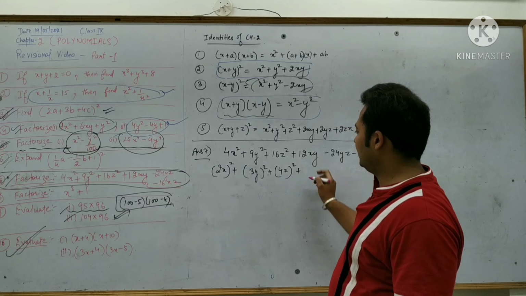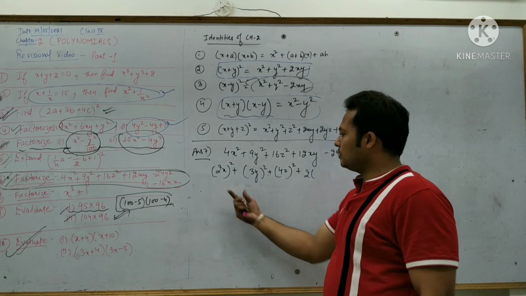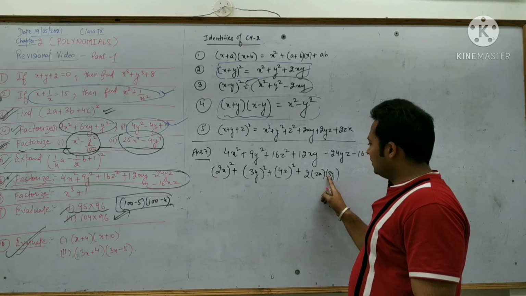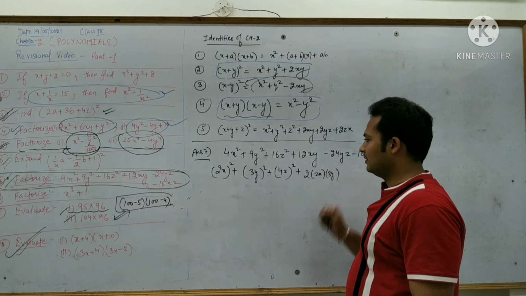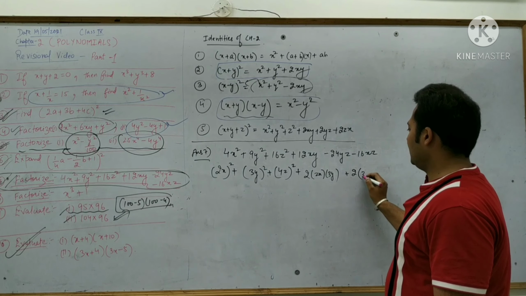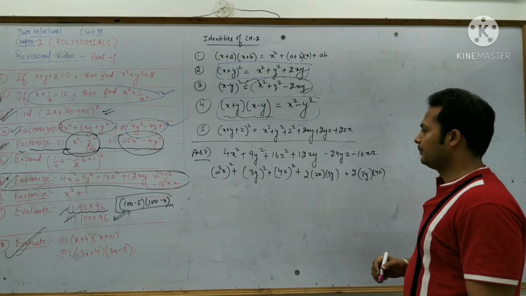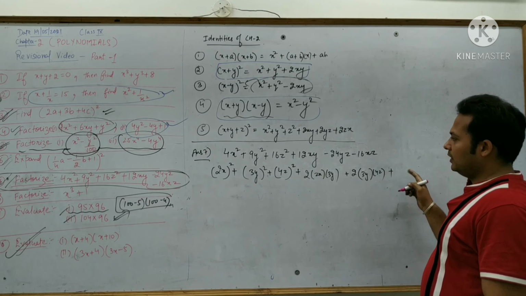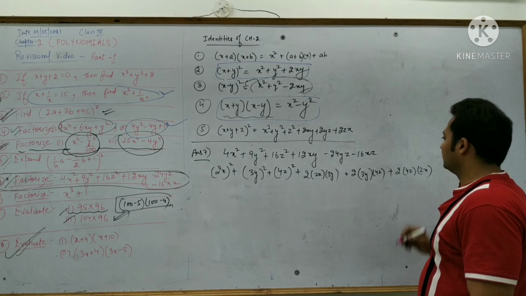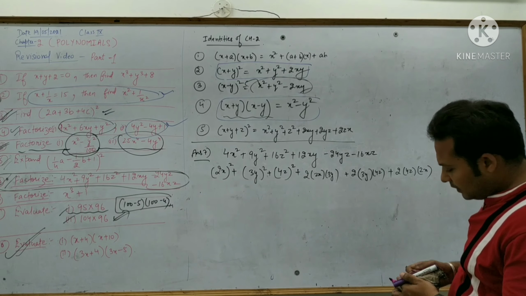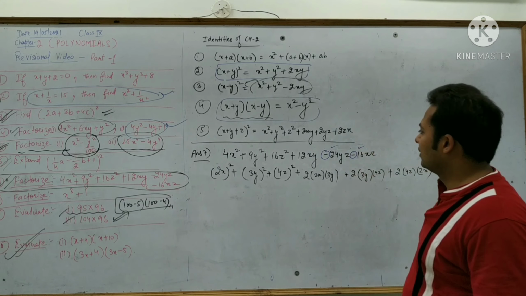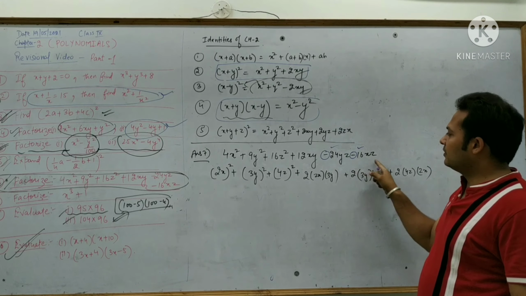Further, see 2 into first two numbers, that is 2x and 3y. 2 into 2 is 4, 4 into 3 is 12, xy, same. Okay, product of next two numbers, 2 into 3y into 4z, and product of the next and the last number, 2 into 4z into 2x. Now see children, here we are having a sign of negative on these two places. Just see which digit is common here.